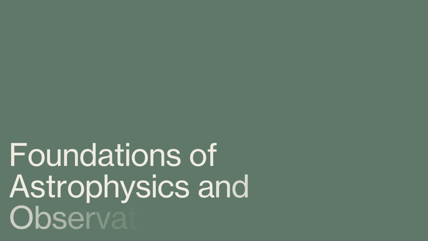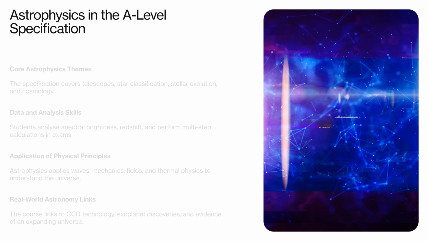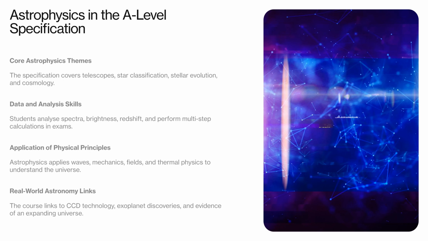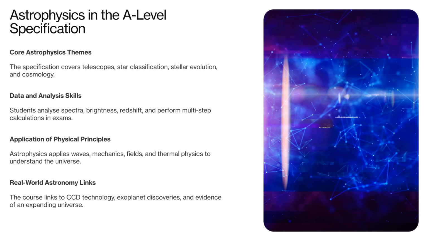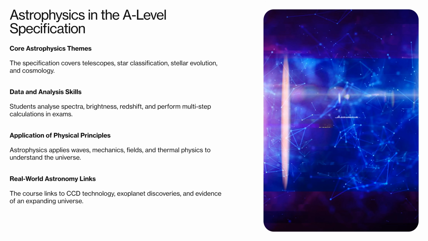Astrophysics in the A-level specification: overview of observational astronomy. Astrophysics is an optional topic and focuses on applying fundamental physical principles to understand the universe. The topic integrates ideas from waves, mechanics, fields, and thermal physics to explain how astronomers observe and interpret distant celestial objects. A key emphasis of the specification is not only what we know about stars and galaxies, but how we know it. Students are expected to understand the physical principles behind telescopes and detectors, as well as the interpretation of data such as spectra, brightness, and redshift.